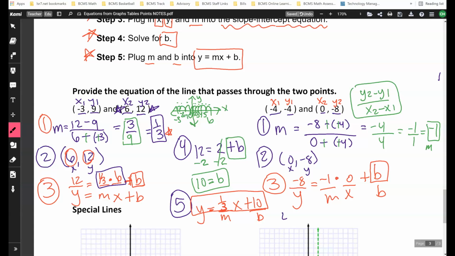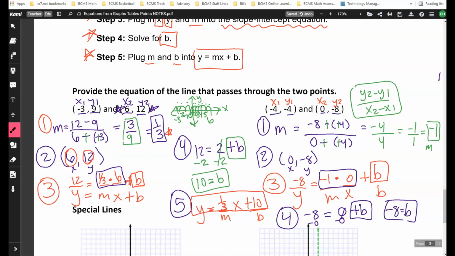So here's what I get in my next step. When I rewrite this, I get -8 is equal to -1 times 0. Well, anything times 0 is just going to give me 0, and then plus b. If I'm looking for b, what plus 0 would give me -8? Well, if I have nothing to add to it, just take away nothing. And so -8 is equal to my b value. That's what I'm looking for in terms of my y-intercept. So this one would cross the y-axis below the origin at (0, -8). When my x is 0, my y is -8.